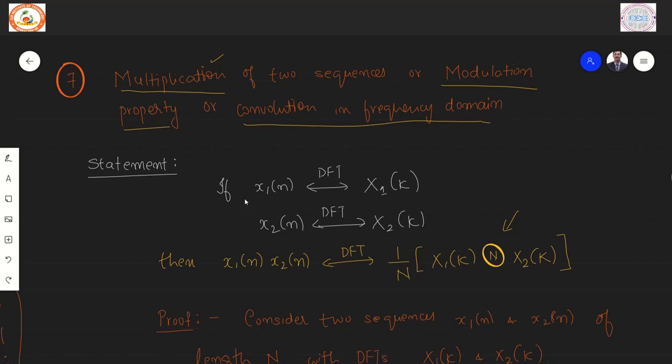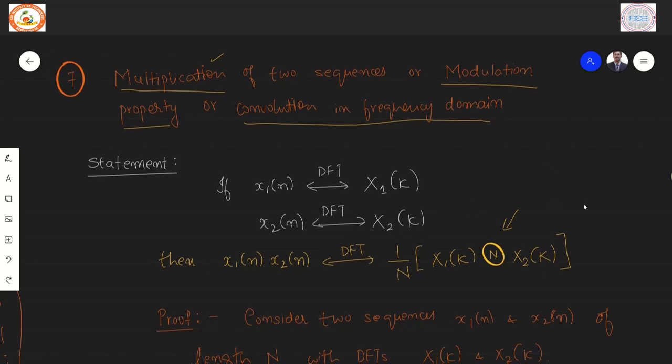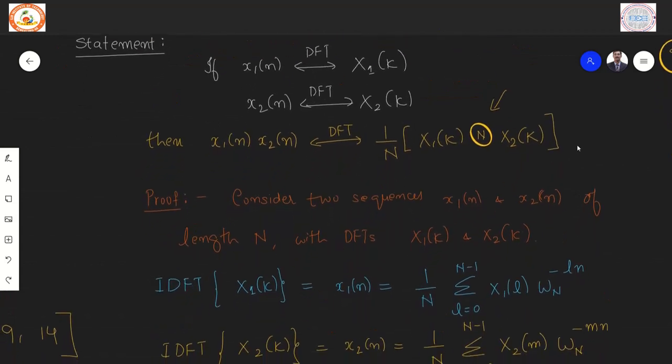The statement goes something like this: if x1 of n is the input, its DFT is called capital X1 of k. x2 of n yields a DFT capital X2 of k. Then the product of x1 of n into x2 of n will have a DFT which is 1 by N times the circular convolution between X1 of k and X2 of k. To prove this, let us consider the proof first.